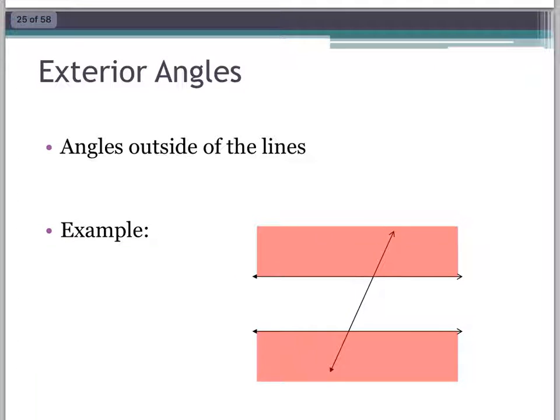Exterior angles are angles that are on the outsides of the parallel lines. So here's our two parallels. Here's our transversal. All the angles out here and the angles out here are called exterior, angles outside the lines. Again, draw this picture. This currently doesn't tell us anything about equality until we do a couple more things.